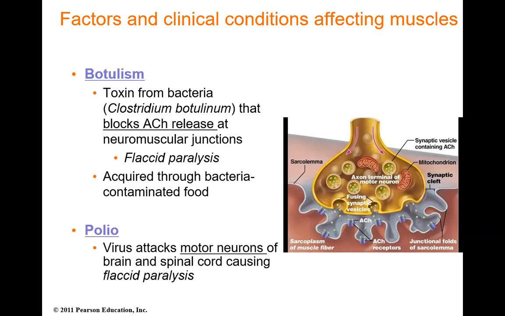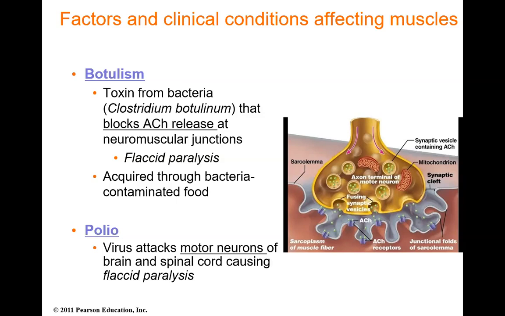Polio. Polio is a virus, for the most part, was eradicated due to vaccines. Now it's coming back because of opposition to vaccinations. But regardless of that, polio is a virus that attacks motor neurons of the brain and the spinal cord. And so this results in permanent paralysis, right? So if you don't have the motor neurons to tell your muscles to move, they're never going to get the message, they're never going to move. And so again, this is flaccid paralysis.